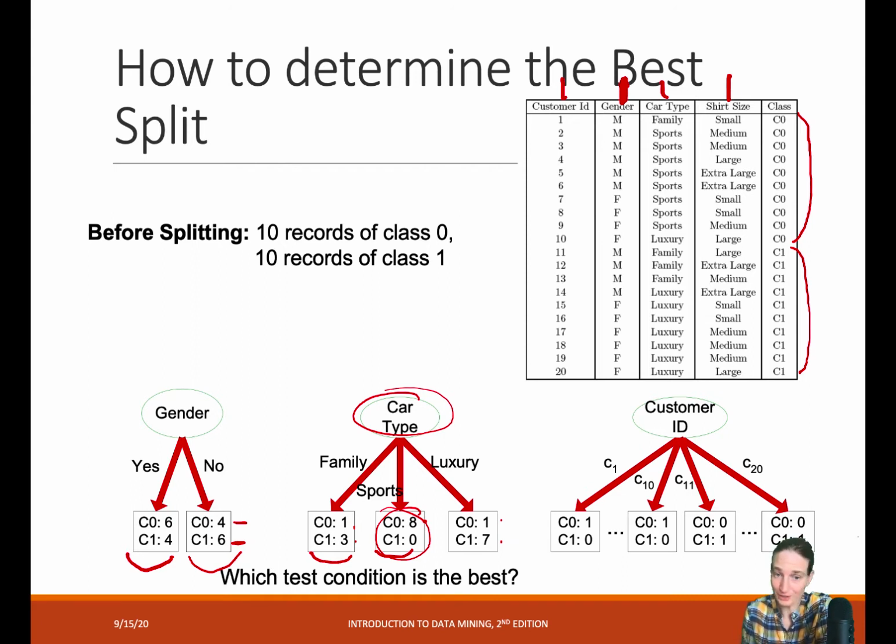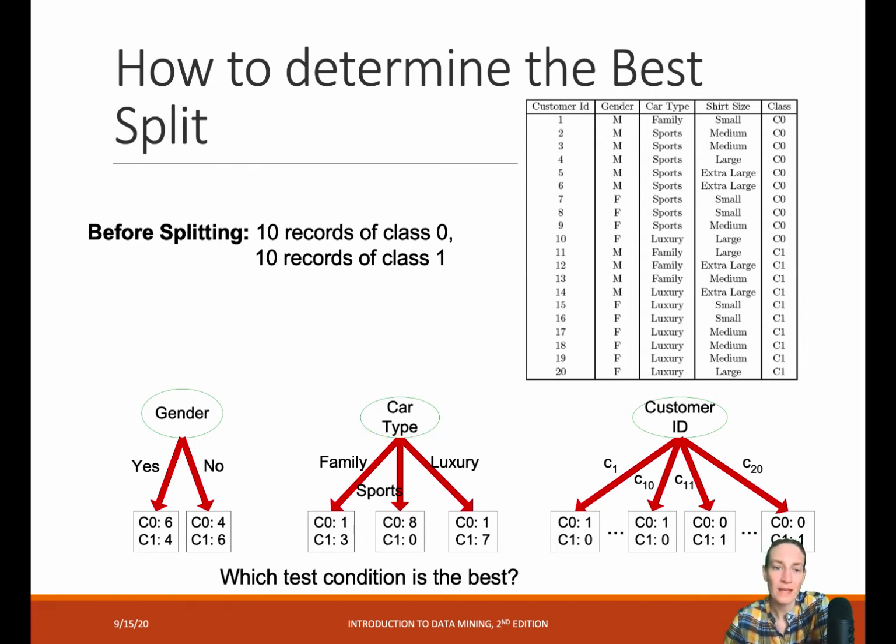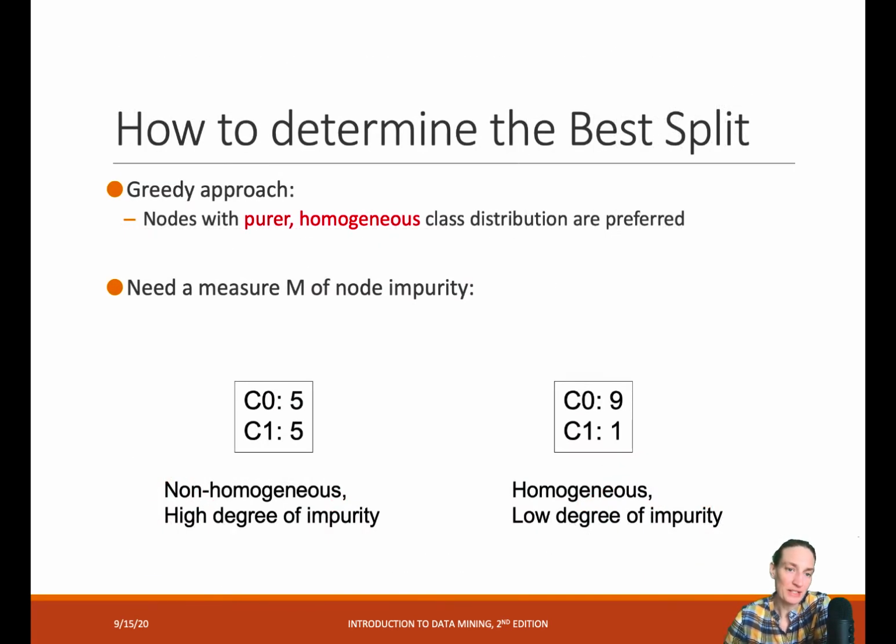If we were to split on customer ID, interestingly, of course, we get all leaf nodes because there's only one customer with a certain ID. So you know the class. This would definitely be overfitting. Probably not what you want. So how do we choose the best of these options?